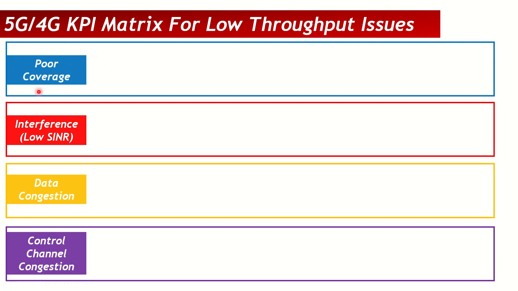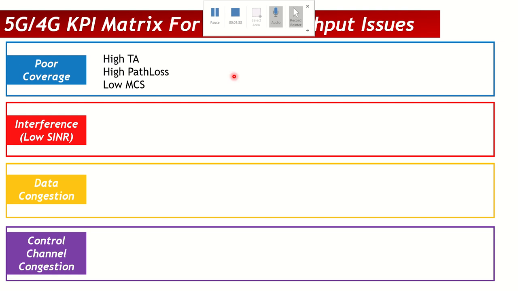The first one is poor coverage. Now that is a pretty straightforward one. Which KPIs should you look at? If you have high TA, now what is TA? TA is the timing advance. If you have high TA, that means users are far away from the cell. Similarly, you will also have high path loss. The counters showing path loss will show that users are very far away from the cell.